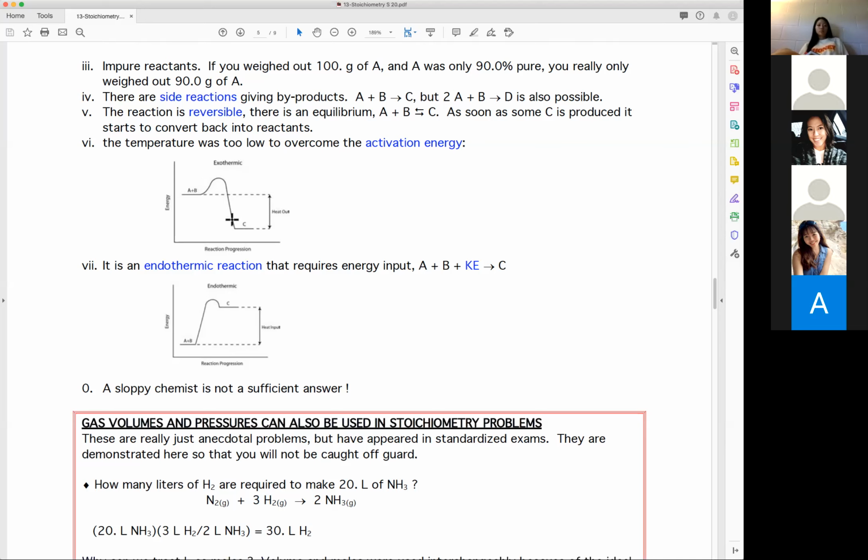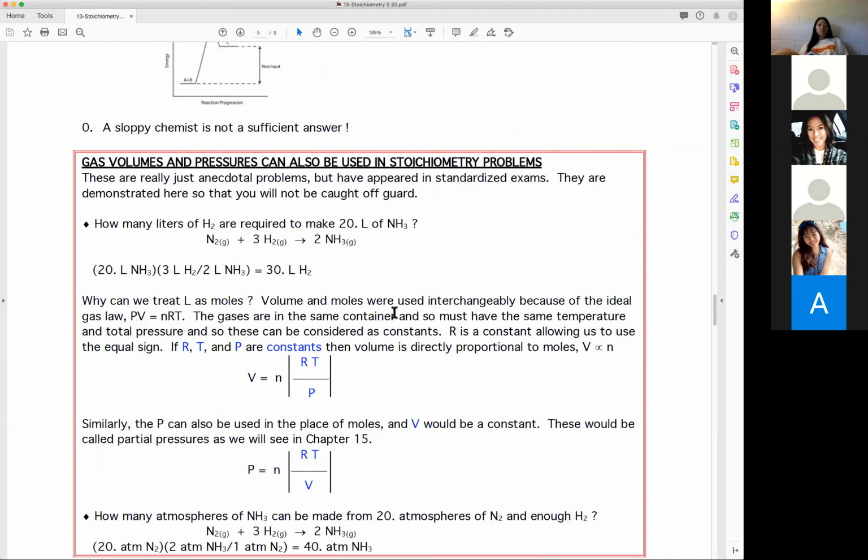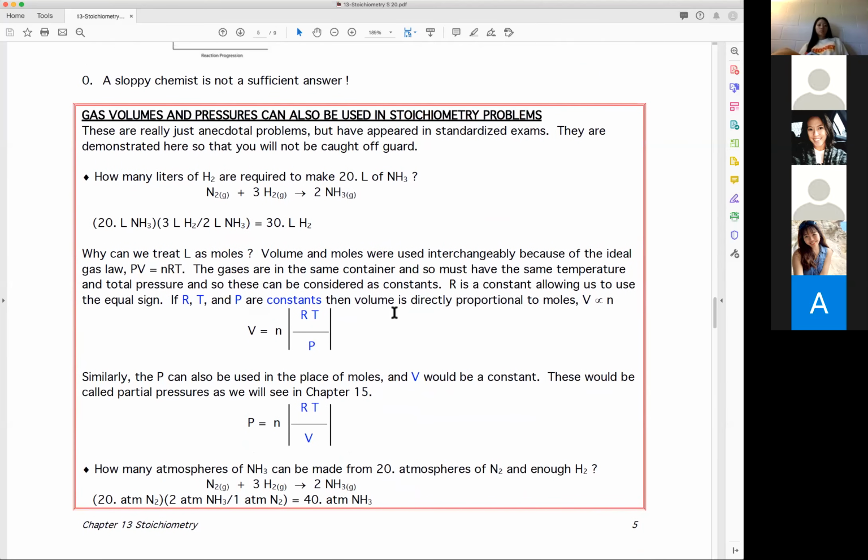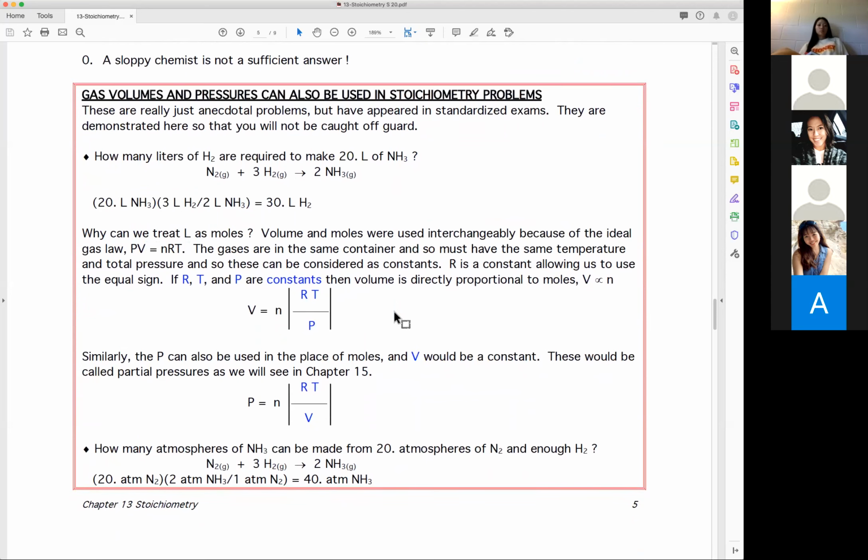Another possibility is that you have an endothermic reaction, which means that you have to constantly put energy into it because there's less potential energy in the reactants than there is in the products. So if you don't heat it up or do something to supply that energy, the reaction won't happen. And then having a sloppy chemist is not a good answer because, as we know, chemists are the best, right?